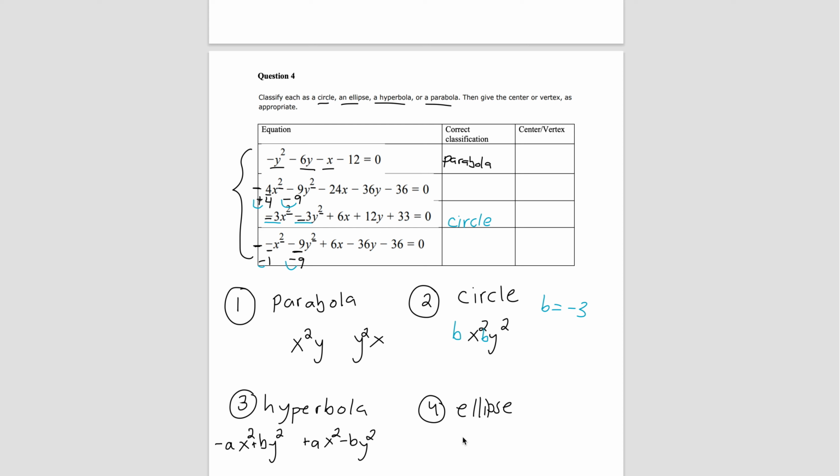And for the ellipse, they will have different bases, but they will both be the same sign, either negative or positive.